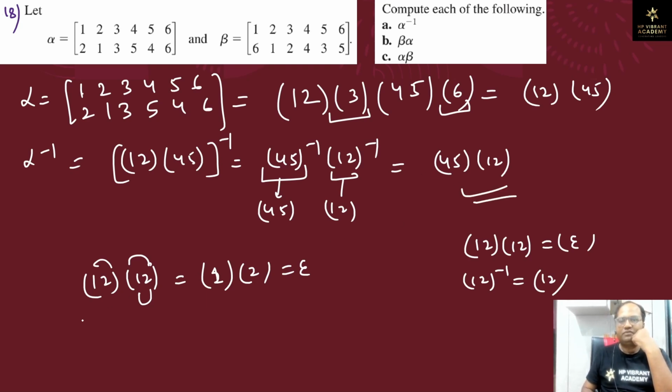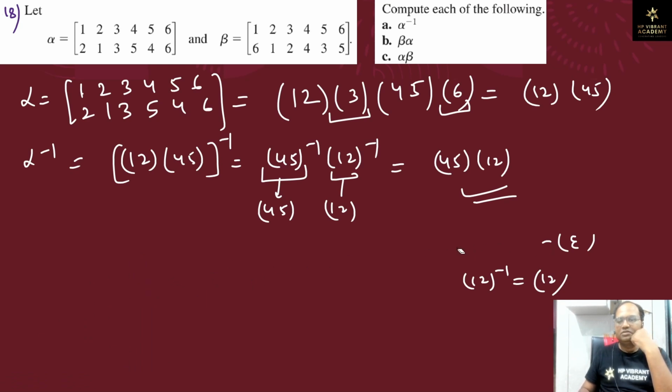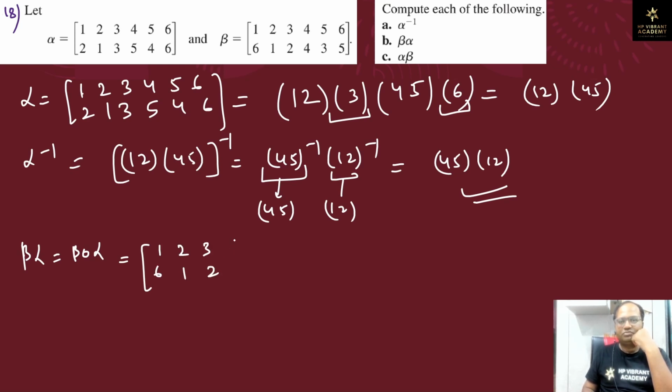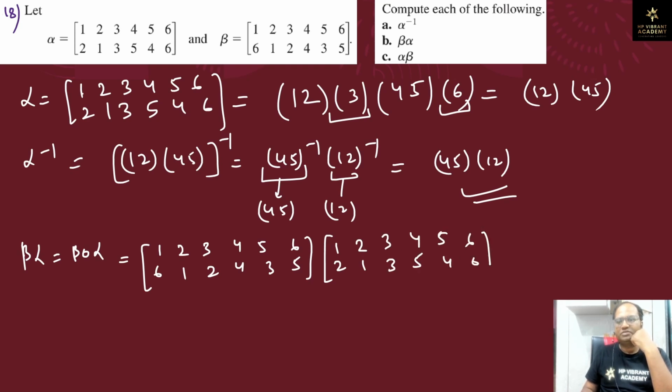This is the value of alpha inverse. Now let us find beta alpha. Beta alpha is equal to beta operation alpha. So this is nothing but, let us write down beta: 1 goes to 6, 2 to 1, 3 to 2, 4 to 4, 5 to 3, 6 to 5. Let us multiply this with 1 to 2, 2 to 1, 3 to 3, 4 to 5, 5 to 4, 6 to 6. This is equal to, let us do the multiplication.